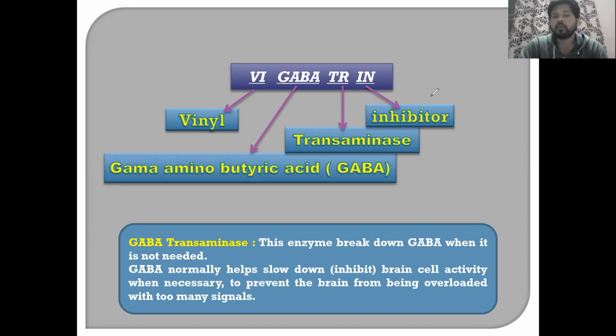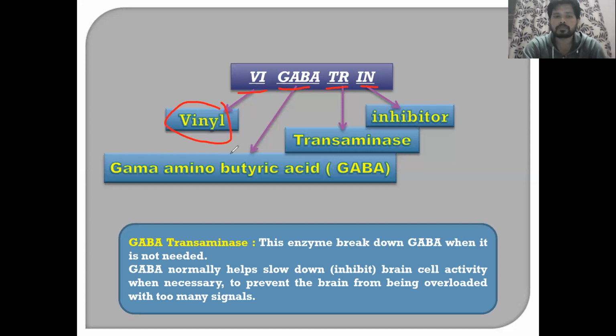Okay, so here we start with the drug Vigabatrin. If you know the spelling of Vigabatrin, Vi means vinyl, GABA means gamma amino butyric acid, TR means transaminase, and IN means inhibitor. It is not like that, but by this you can easily understand one drug, for example Vigabatrin. So it is not a rule. Vi means vinyl, not like that. Simply for your easy remembering, I used this trick: vinyl GABA transaminase inhibitor.